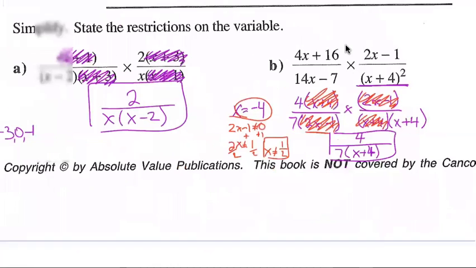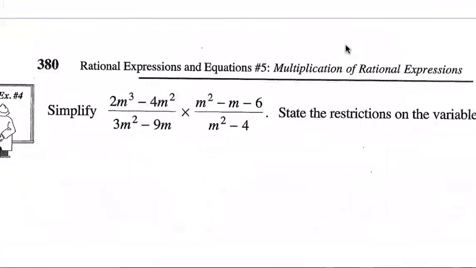Over the page takes us to example 4. Well, lots of factoring that needs to be done here, right? 2m cubed minus 4m squared divided by 3m squared minus 9m times m squared minus m minus 6 over m squared minus 4. Lots of factoring that's going to happen before we even get started.